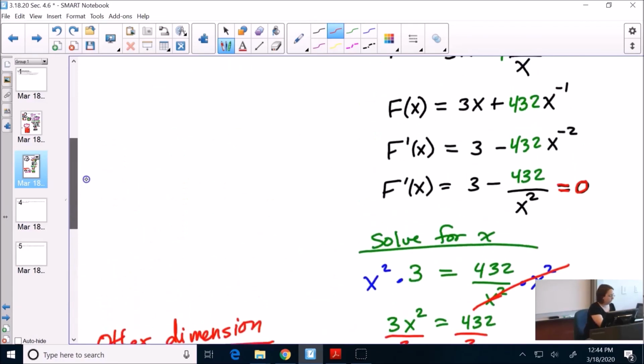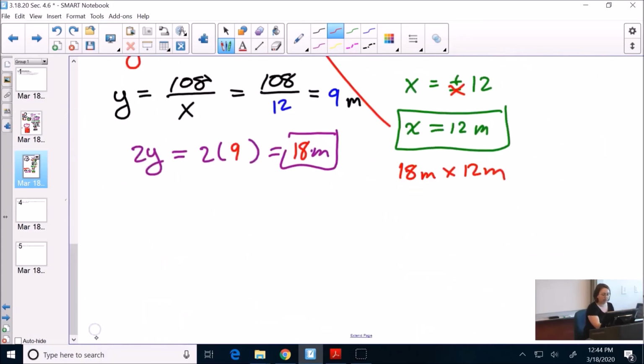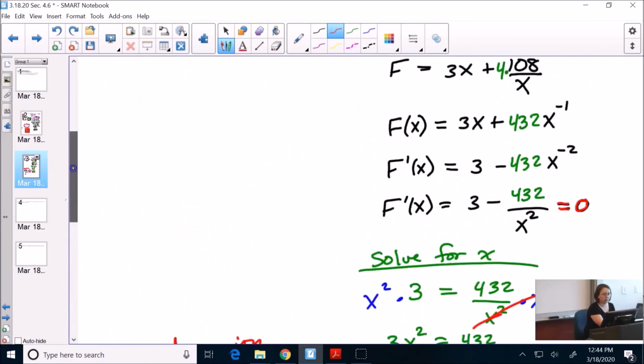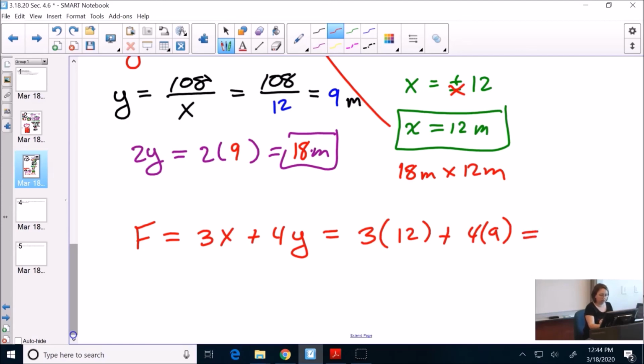And then it asks us for how much fence is actually needed. So the amount of fence, you recall, was, go back up, 3x plus 4y. So 3 times x plus 4 times y. And we end up with 36 plus 36, or 72 meters. Now this is not meters squared, this is just the fencing. It's not area. Right? And there you go.